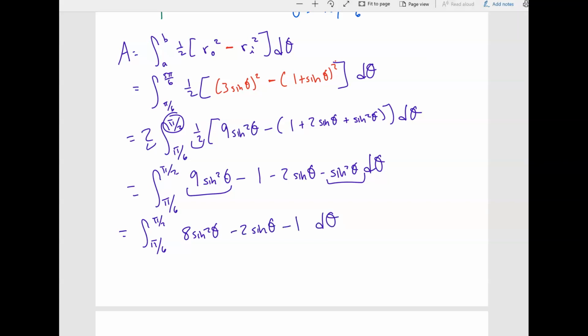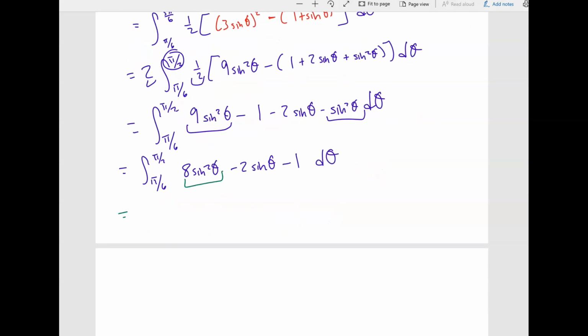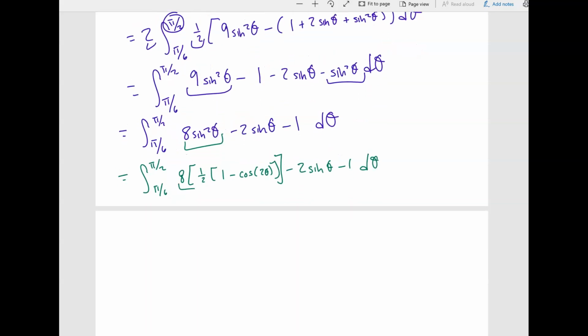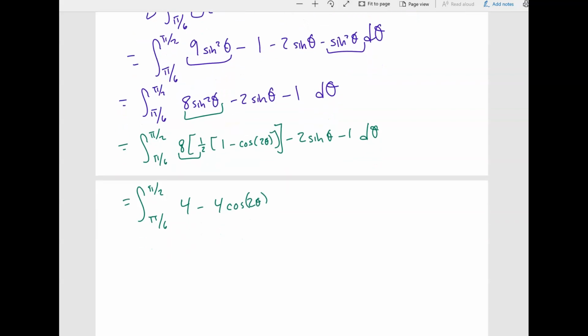So now here what we can do is the half angle formula one more time. So we have the integral from pi over 6 to pi over 2 of 8 times 1/2 times 1 minus cosine 2 theta. That's going to be it for that one. Minus 2 sine theta minus 1 d theta. So this guy is just going to give me a 4. So you're left with pi over 6 to pi over 2, and you're left with 4 times, let me just distribute the 4. So you'll just have 4 minus 4 cosine of 2 theta. Okay, and then minus 2 sine theta minus 1 d theta.